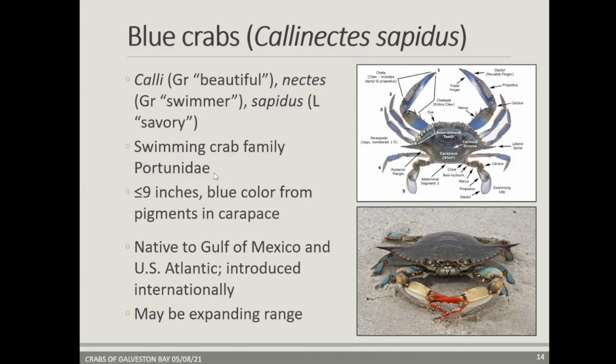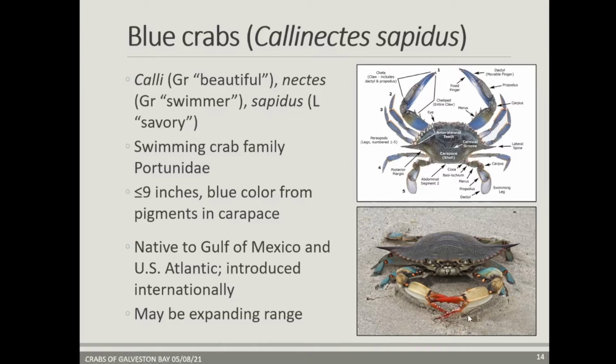They are in the swimming crab family, Portunidae, and swimming crabs have their last pleopod or last leg modified into flipper-like things, which basically act as paddles while they're swimming. These are walking legs, then they have the two chela, and then these modified swimming legs. All of the crabs in this family have that. And there are a number of crabs. The one that we see in Galveston Bay is the blue crab. But if you go out on the Gulf side of Galveston, there are a couple more that you can often see. So there's our blue crab.